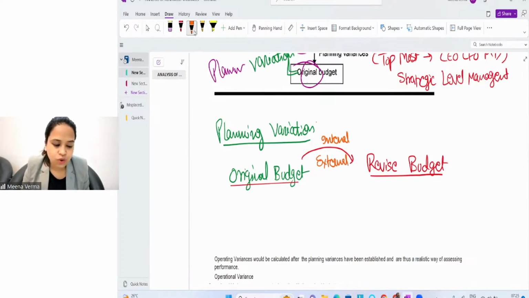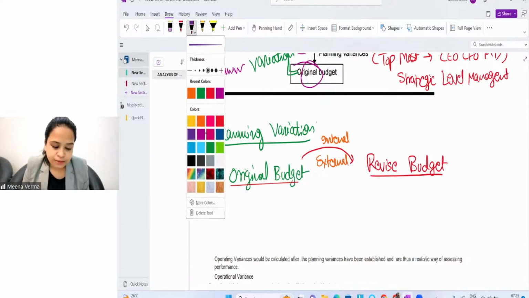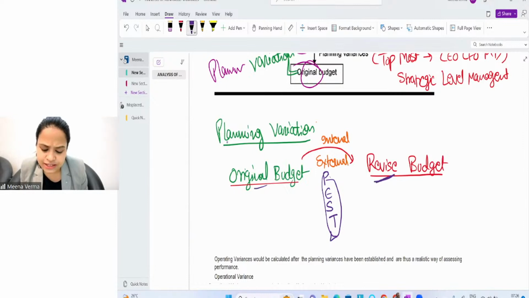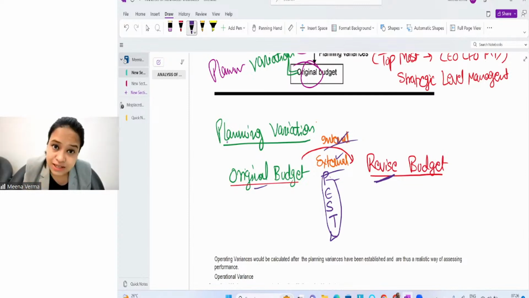And the external environment includes everything: the political environment, economic environment, social environment, technology changes, legal environment. They consider everything and then they frame the budgets, right? Sometimes they revise the budget if any internal or external environment changes. You can imagine that setting this budget and revising this budget is not an easy task.